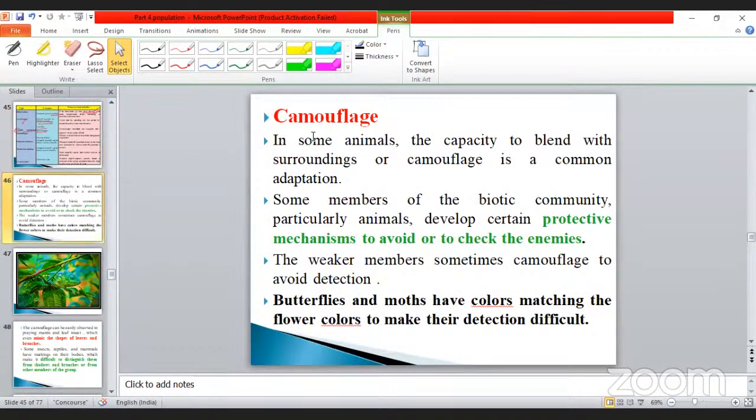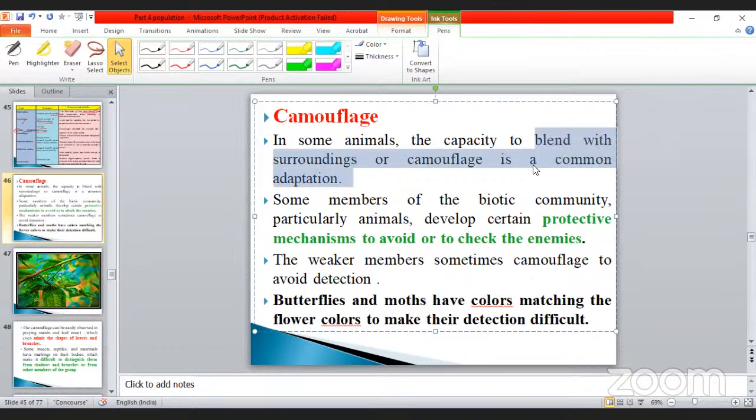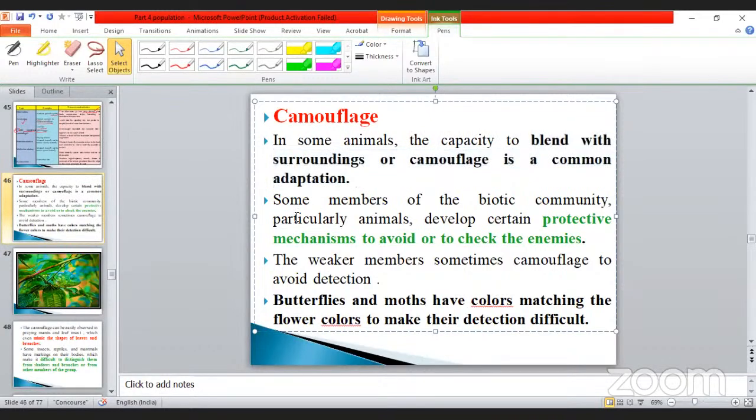See here, camouflage. In some animals, there is the capacity to blend with the surroundings. Blend, what is the meaning? Blend means we cannot see which is plant and which is animal. Take an example. One of the best examples is the chameleon. Where it adheres on a surface, whichever color is there, it can easily change.